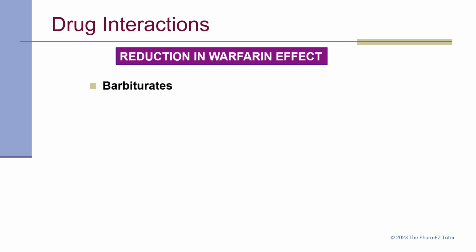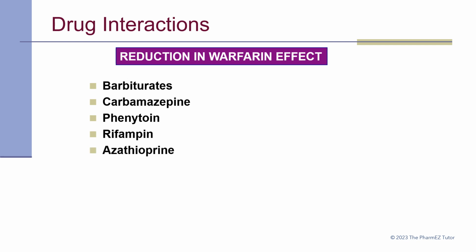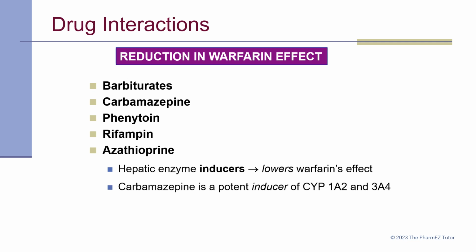The first drug class are barbiturates. The second is the anti-seizure medication carbamazepine. The third is phenytoin. The fourth, rifampin. And the fifth, azathioprine. All 5 of these drugs are hepatic enzyme inducers, which metabolize warfarin faster and lower warfarin's effect. Carbamazepine is a potent inducer of CYP1A2 and 3A4.